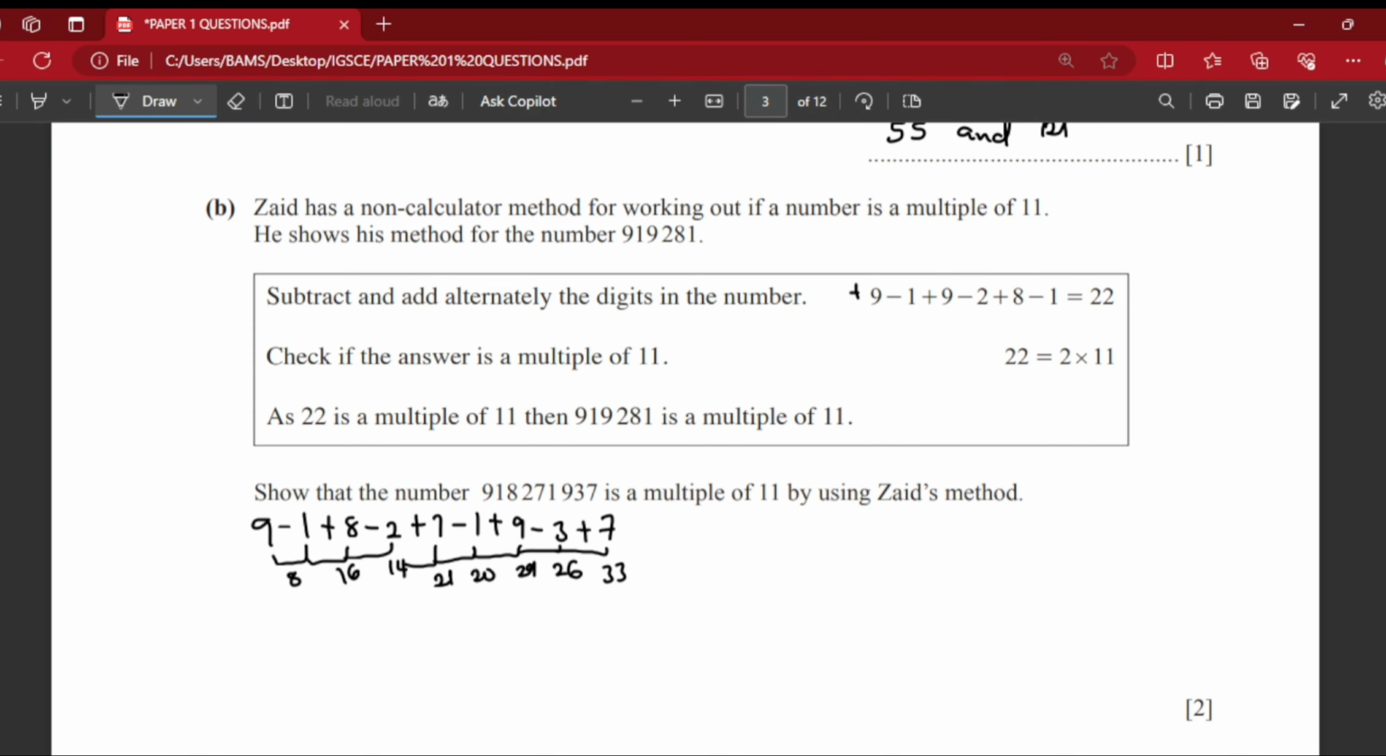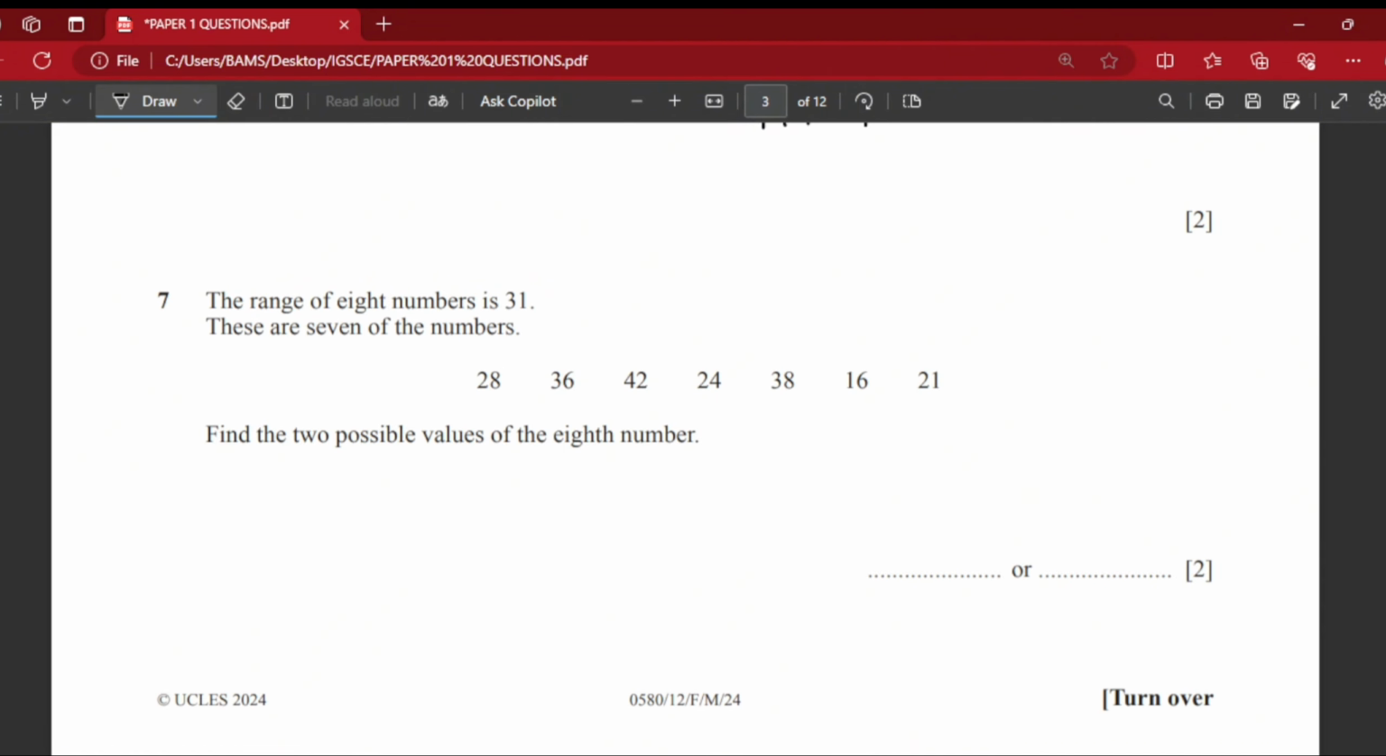Good. And 33 can be expressed as what? 3 times 11, which means that 919281 is a what? It is a multiple of 11. That's how to solve that. Okay, so let's move to the next question quickly without wasting time.